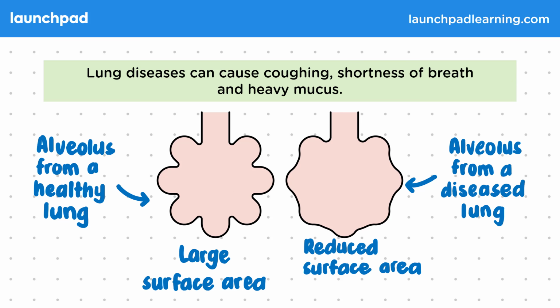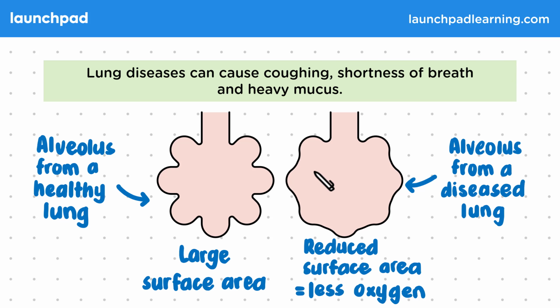As a result of this reduced surface area, less oxygen is able to get into the blood. Many people who have smoked for long periods of time have a reduced surface area in their lungs, and this is called emphysema. Because they're less able to get oxygen into their blood, they often find it harder to exercise.